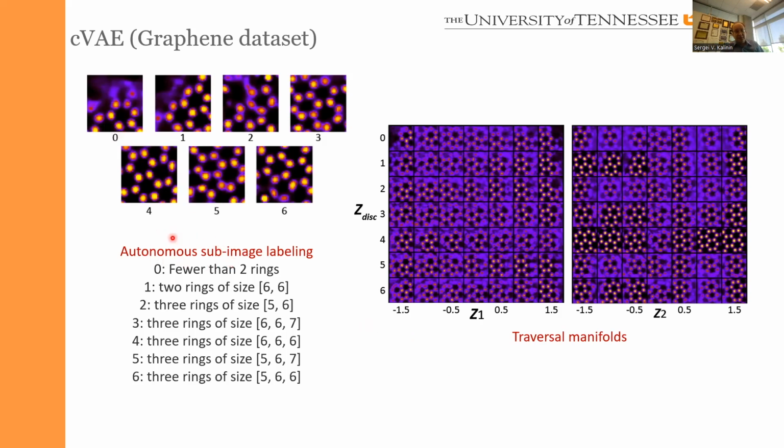So, for example, one of the notebooks, I didn't put it in the GitHub, but I'll do it by the end of the day. It basically shows the example where we create the classes: fewer than 2 rings, 2 rings of size 6, the rings 5 and 6, the rings 6, 6, 7, and 3 rings 6, 6, 6. So this is an ideal graphene.